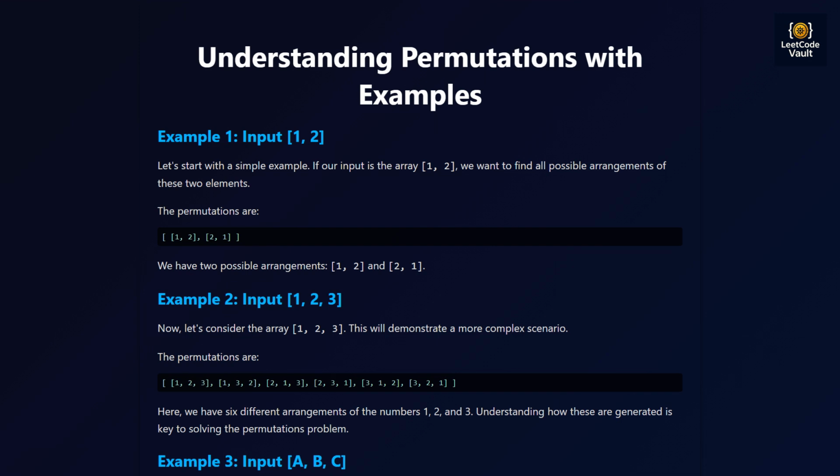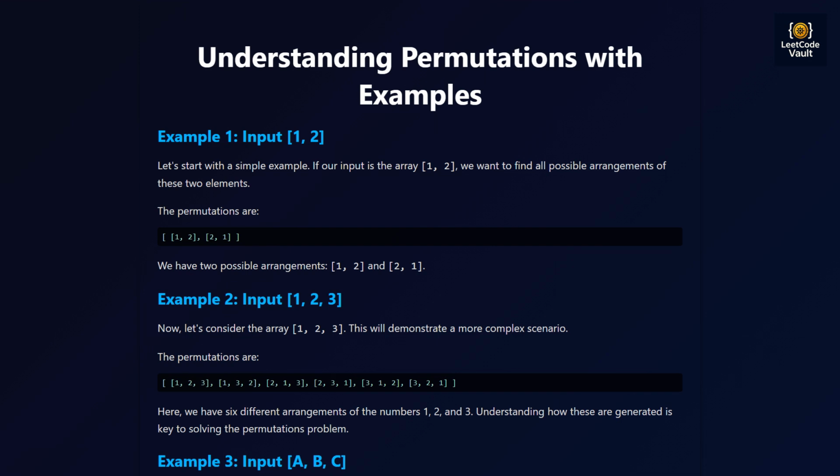Now consider [1, 2, 3]. Starting with 1, it can be at position 0. Then we need to find all permutations of [2, 3], which are [2, 3] and [3, 2]. This gives us [1, 2, 3] and [1, 3, 2].